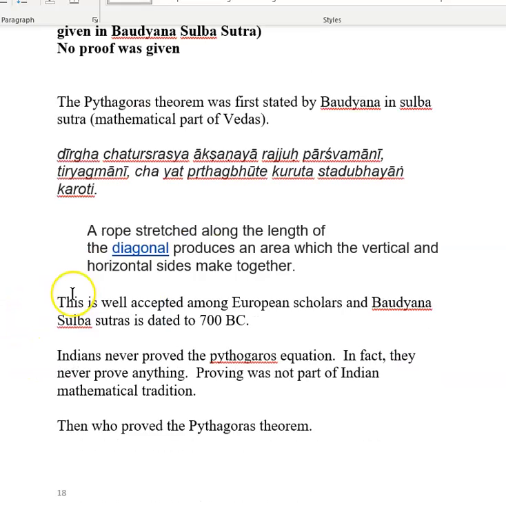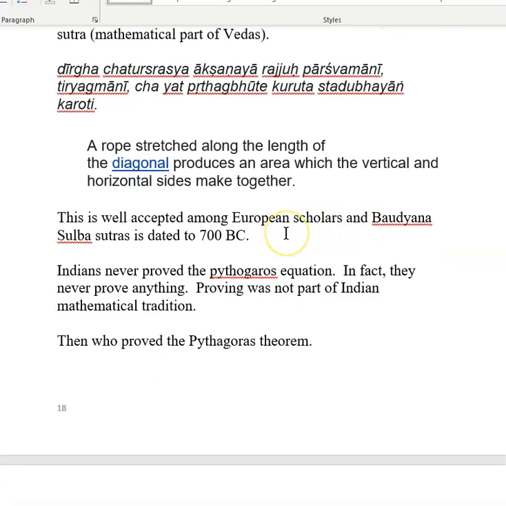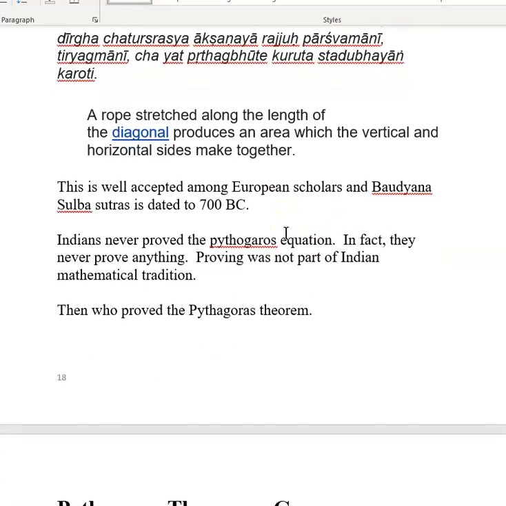A rope stretched along the length of the diagonal produces an area, but it doesn't really say area here. This translation is not really correct. I don't see area, which the vertical and horizontal sides make together. But it means that you're not going to add the two sides. It has to be the square. So this is a general statement. This is well accepted among European scholars, and Baudhayana Sulba Sutra is dated to 700 BC.